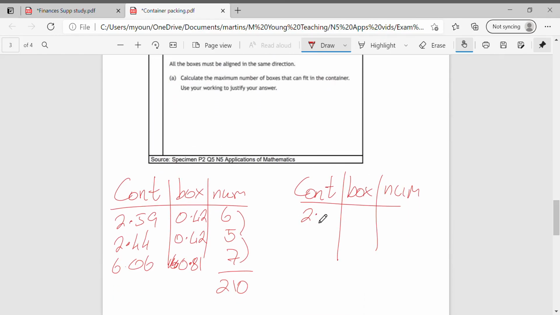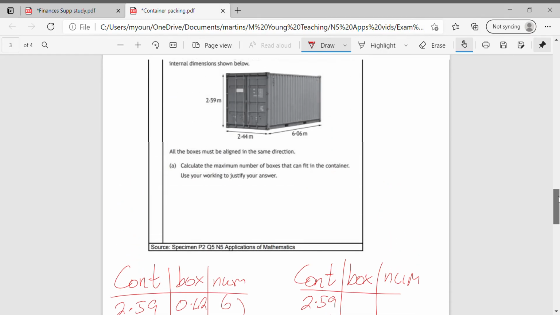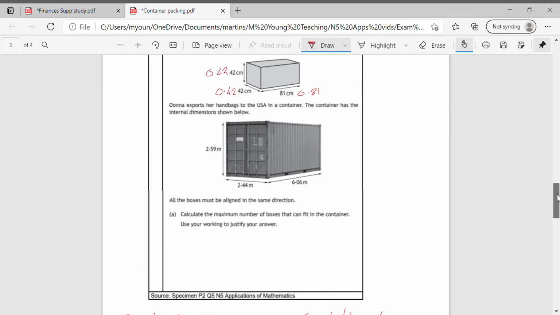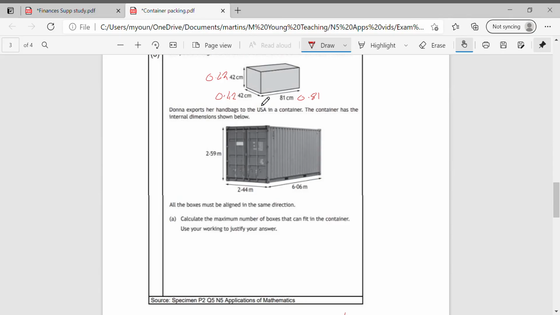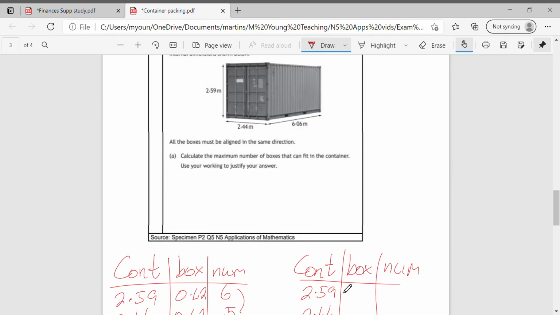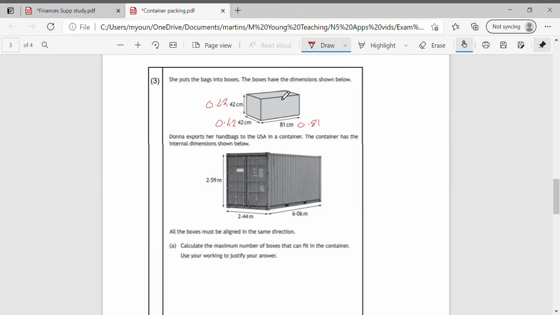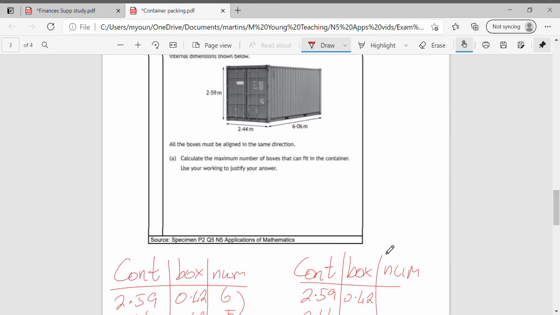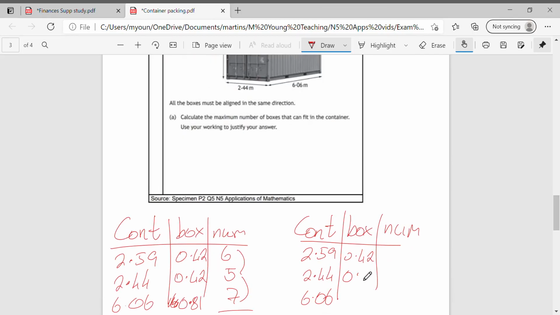So the container length, 2.59, 2.44, 6.06. This time, the 2.59, if I've just rotated this round, I've not actually tilted it or sat it up on its side, therefore the height's still going to be 0.42. This time though, I have turned the box round, so the 0.81 is going to correspond to the 2.44, and then we're obviously left with a 0.42.